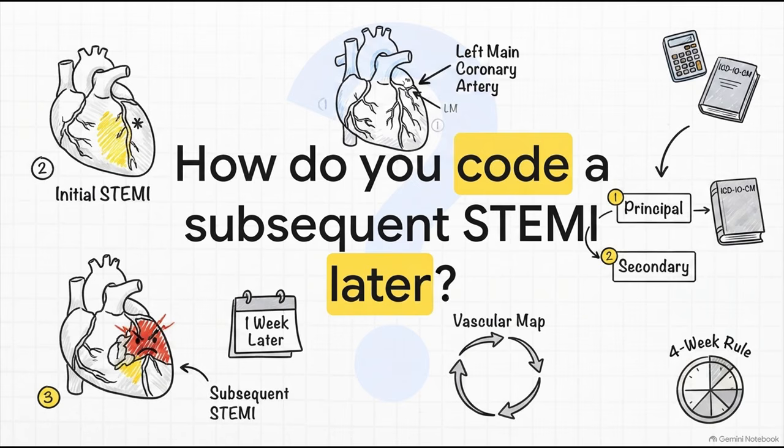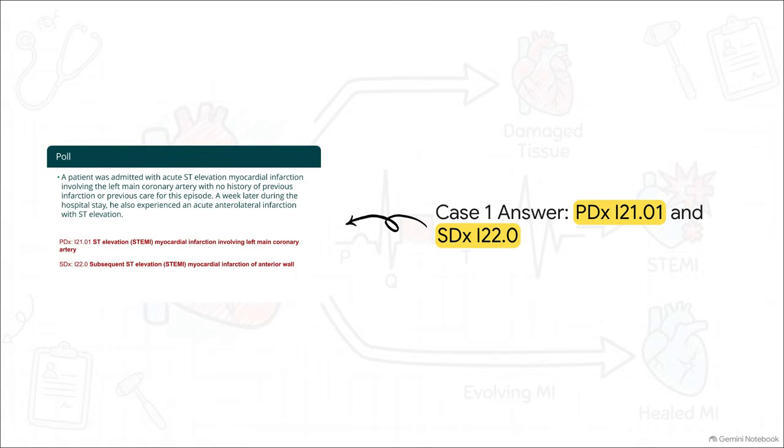So think about that 4-week rule we just covered and our vascular map. Which code is going to be the principal diagnosis here, and which is secondary? Take a second to think about it. All right, let's reveal the answer.